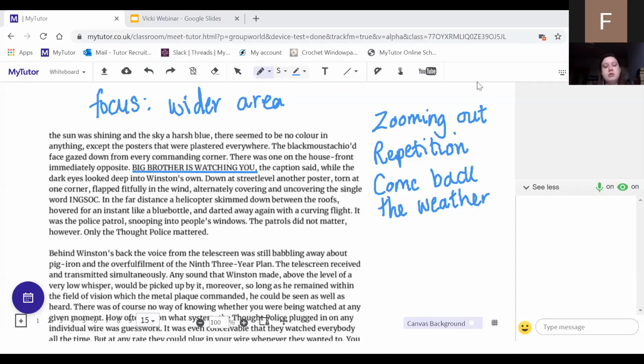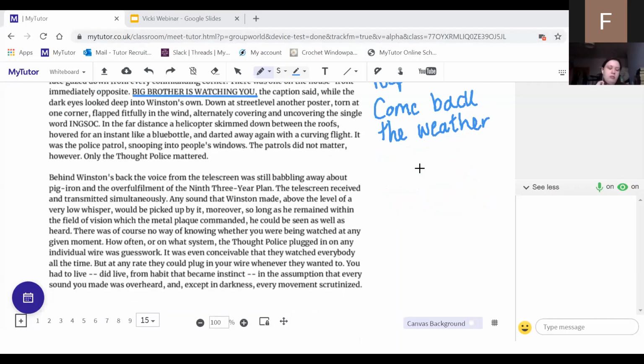However, we can talk about the idea of the weather coming. We're introduced to the weather, we go off and look at some other stuff, and then we come back to the weather. So we could talk about that as a structural feature. Right, let's have a look at the last paragraph so we can get going at writing an answer.